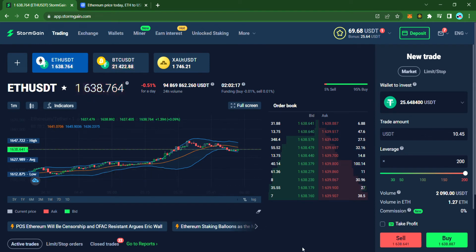Today's topic we talk about scalping. What is scalping? Scalping is taking advantage of the momentum in the market. Just quick entry and quick exit.